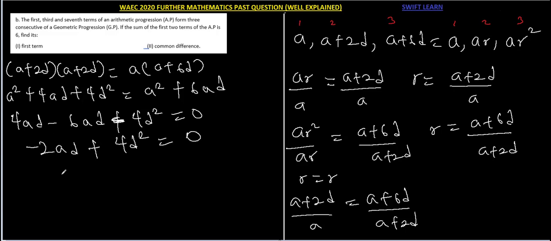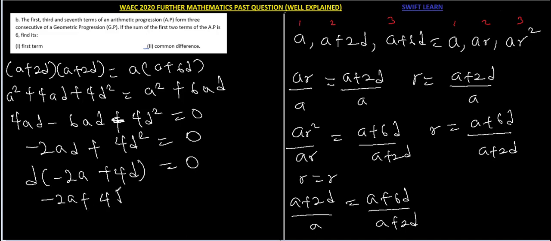So what is common here? D is common, right? So d bracket (minus 2a plus 4d) equals what? 0. So okay, I can see my d equals 0 and my minus 2a plus 4d equals 0.